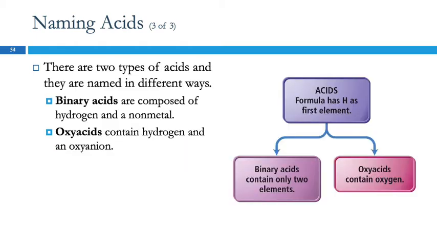So we can break acids into 2 different groups. Oxy acids contain hydrogen and an oxyanion. In other words, they have oxygen in them. Oxy acid: starts with an H, has an O in it somewhere. So those are the oxy acids. Anything else that starts with an H is in this group, which the book calls binary acids. And that name works for most of them. Those are going to be hydrogen and a nonmetal.